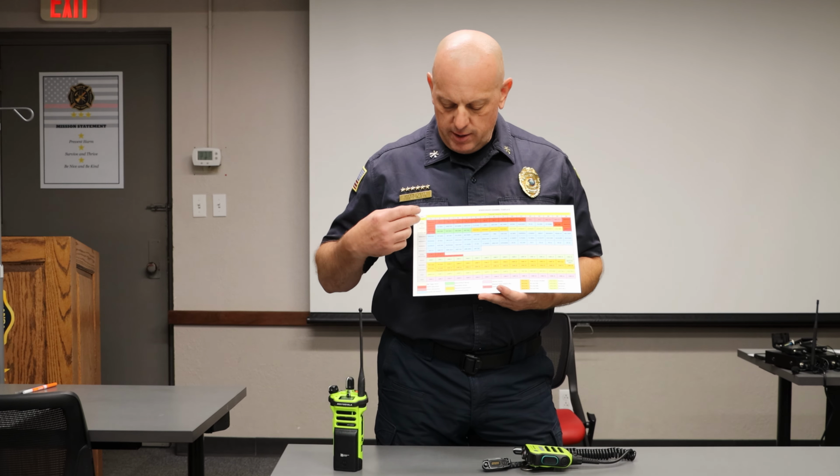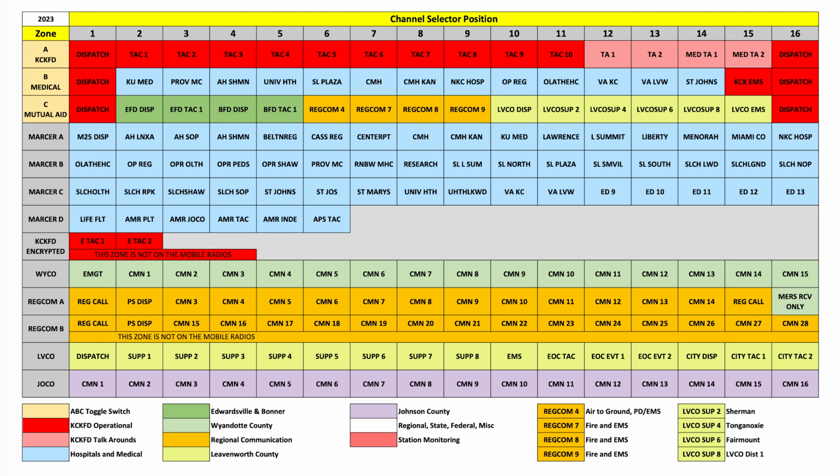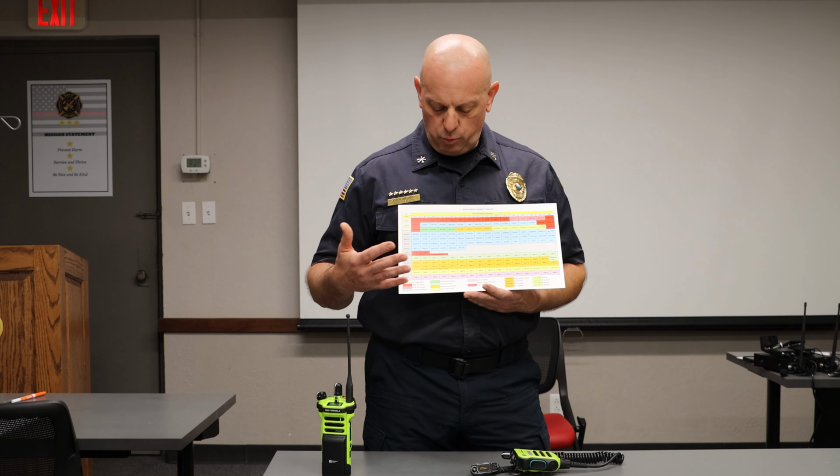The B zone is blue, which is all the medical channels. So in that zone are the primary channels that you will use for transporting patients to hospitals. In the C zone, we have it set up as a mutual aid bank. We have the first four channels are Bonner Springs and Edwardsville's dispatch channels and TAC channels, which we no longer typically use because they are working on our dispatch and TAC channels now, but they're still there in case we need them.